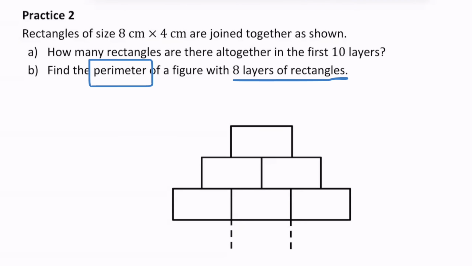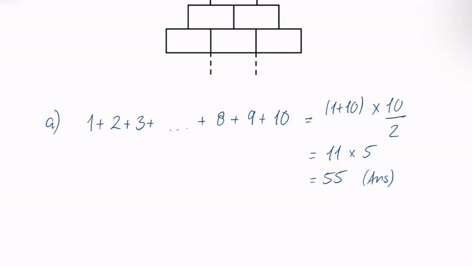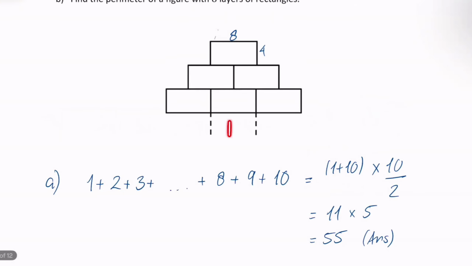Next, we need to find out the perimeter of the figure with 8 layers of rectangles. So now you have 8 layers. So 8 layers means you have another 5 down here, perimeter. So that means, let's say we have 3. That means we calculate all of these sides together, right?